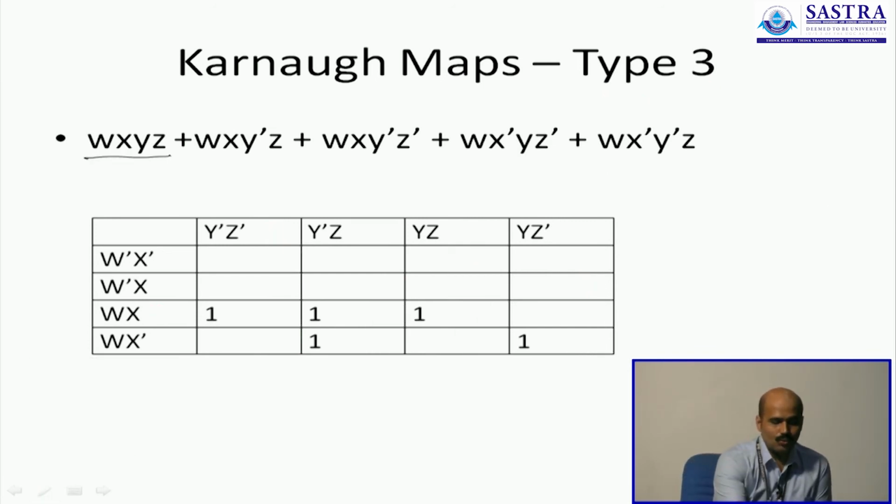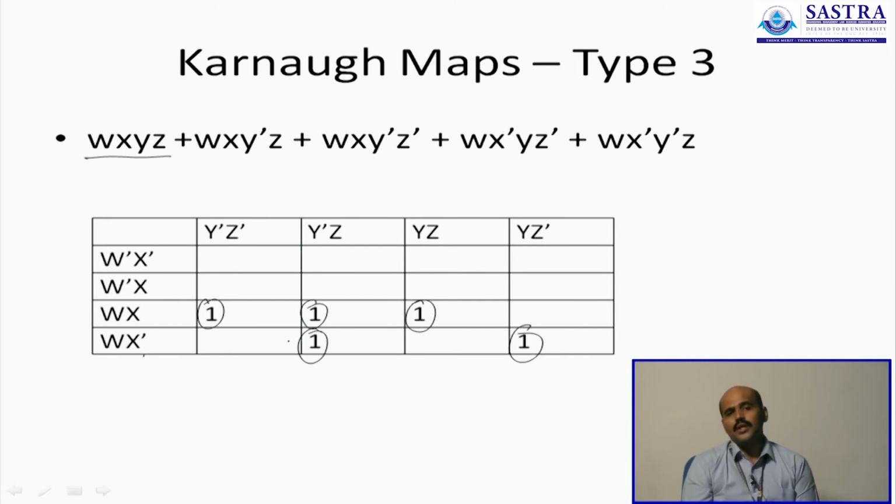So we have wxyz over here, wxy bar z is over here, wxy bar z bar is over here, wx bar y z bar is here, and wx bar y bar z is here. So 5 terms in the polynomial, 5 ones on the table, and we can get started with the grouping. When you group, you'll find that this one cannot be looped with anything else, because no ones extreme along the column and no ones along the rows, and nothing is adjacent.